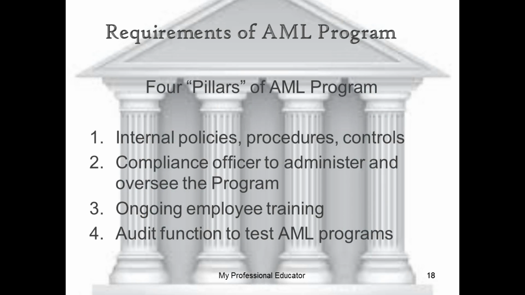So now that our MLOs, mortgage bankers and brokers, are required to have an AML program, what does that consist of? Well, there are 4 pillars of the program. That's what they're calling it. And they're saying without one of these pillars, the program is not going to be able to survive. So you need all 4 of these factors. Number 1, you have to have the internal policies, procedures, and controls in place. There has to be a compliance officer. There has to be training of employees. And finally, an audit function to test the AML program.